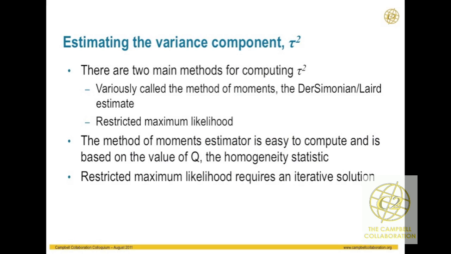So there are two main methods for computing tau squared. The first one is variously called the DerSimonian-Laird estimate, which is based on a paper DerSimonian and Laird did on meta-analysis, and I can't even remember when it was, in the 80s maybe. It's also called the method of moments, and the second one we have is restricted maximum likelihood.